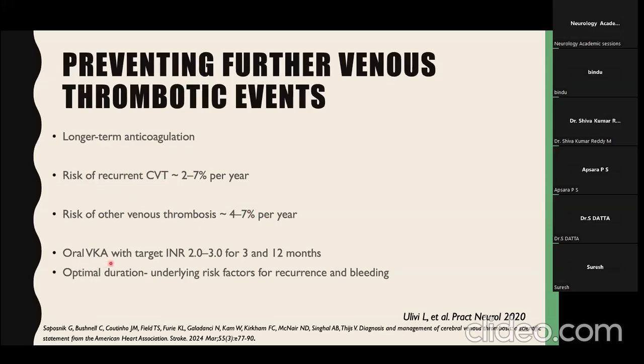Oral vitamin K antagonists are used with an INR target of 2 to 3 for 3 to 12 months, based on the underlying risk factors of recurrence and etiological findings.